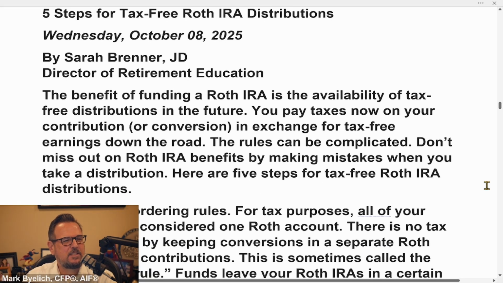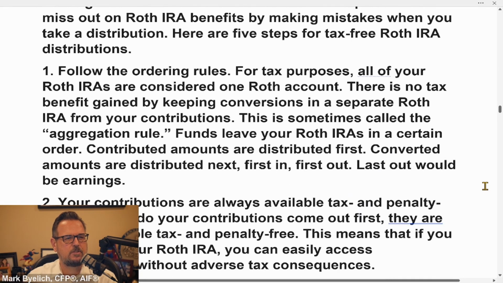So Sarah writes, the benefit of funding a Roth IRA is availability of tax-free distributions in the future. You pay taxes now on your contribution or conversion in exchange for tax-free earnings down the road. So we all understand that's the deal with Roth IRAs. The rules can be complicated. Don't miss out on Roth IRA benefits by making mistakes when you take a distribution. Here are 5 steps for tax-free Roth IRA distributions.